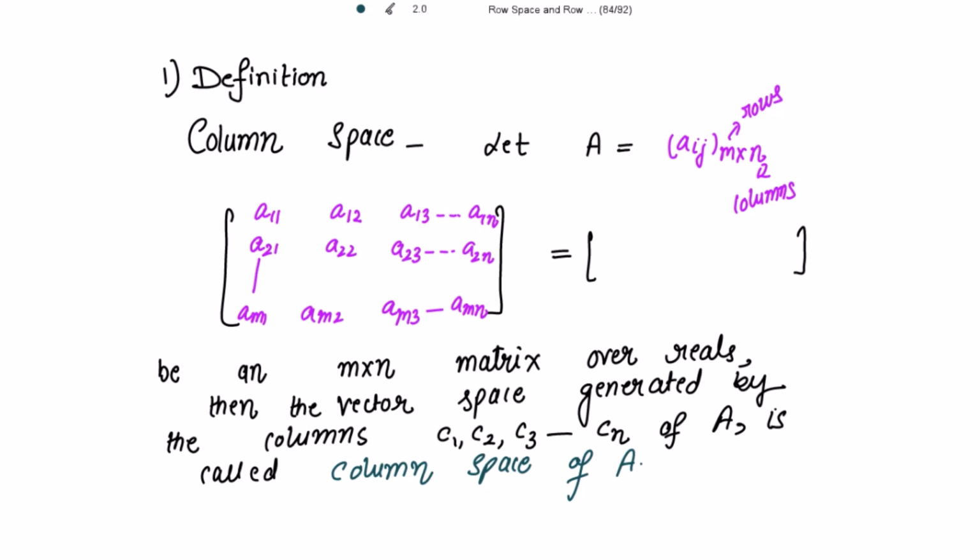Now I can also write this matrix in another form. Let's say this is your first column, this is the second column, this is the third column, and so on, this is the nth column. So writing this in another form as C1, C2, C3 up to Cn, right? So this A matrix, an m by n matrix over the reals, then the vector space generated by the columns C1, C2, C3 up to Cn of A is called the column space of A, right? And column space is denoted by C(A), that is the column space of matrix A.